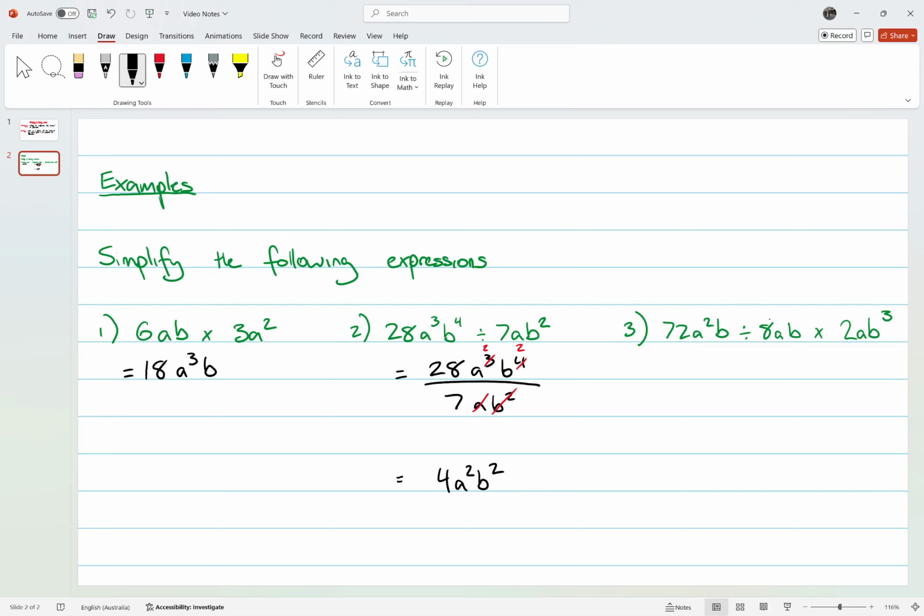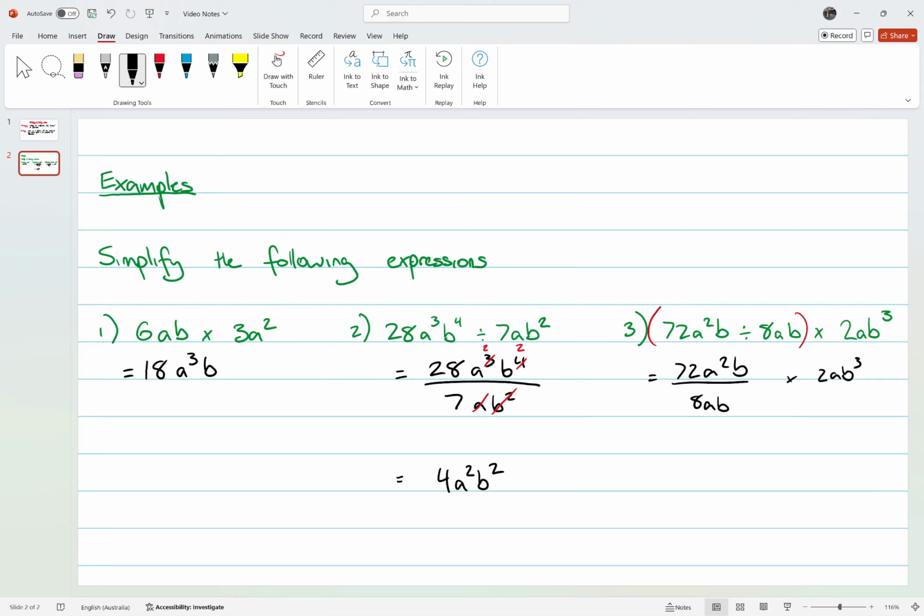Finally, we have a question where we've got 3 bits to it. And our order of operations says we just move from left to right. With multiplication and division, you simply move from left to right. So we'll do this bit first. And we're going to write this as a fraction again. So we have 72a squared b over 8ab. And we'll just leave the 2ab cubed to the side.